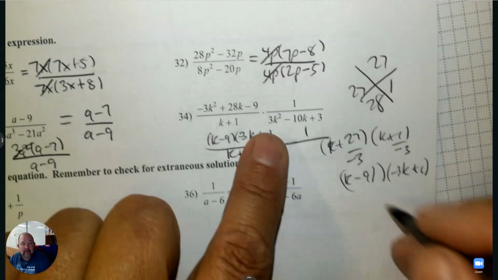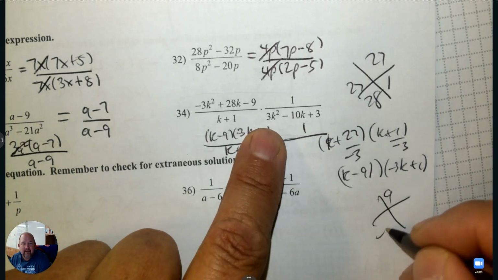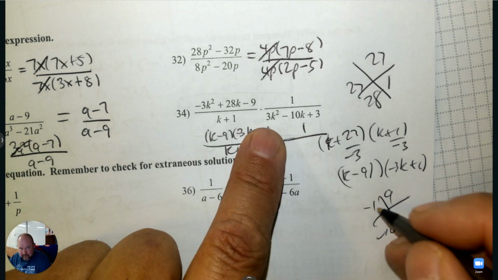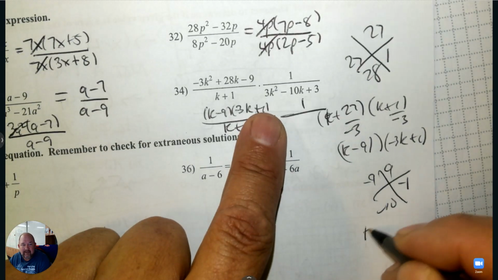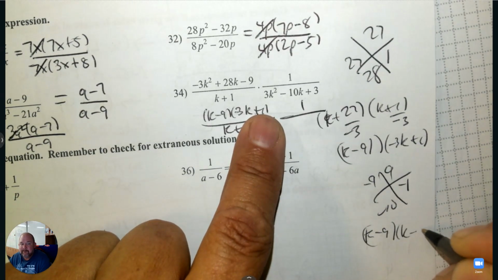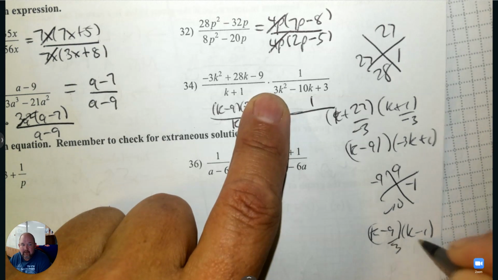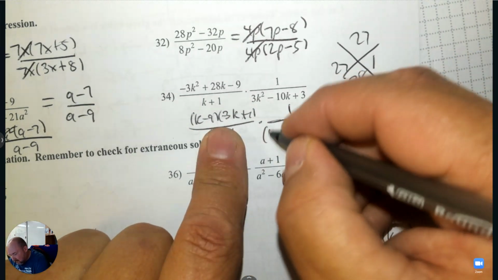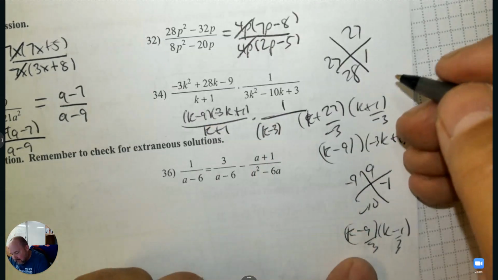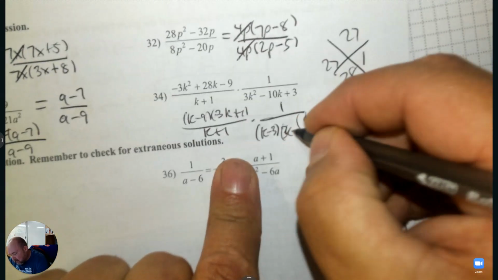And then the second one here, I need to factor the same thing. That's 9, -10. So it's -9 and -1. And again, I need to divide. So I'm going to divide by 3. So I have k minus 3 and 3k minus 1.